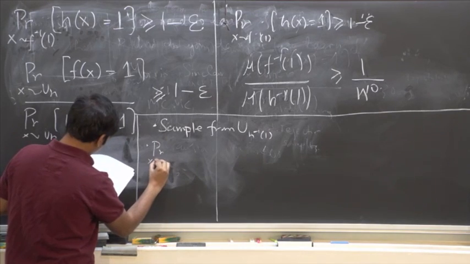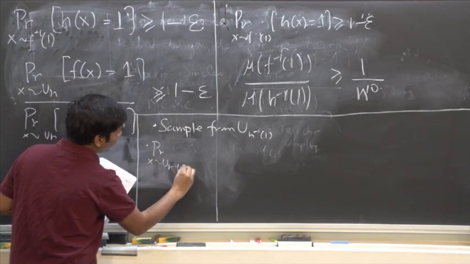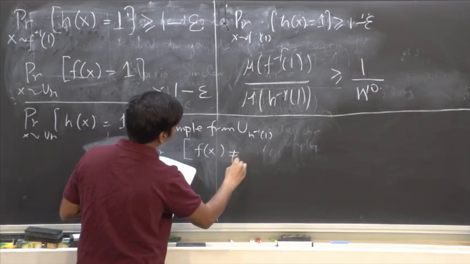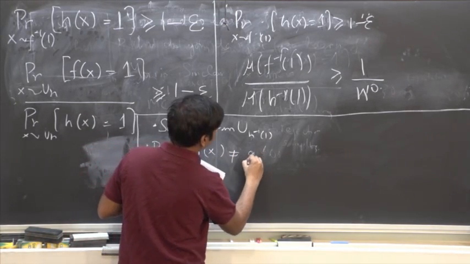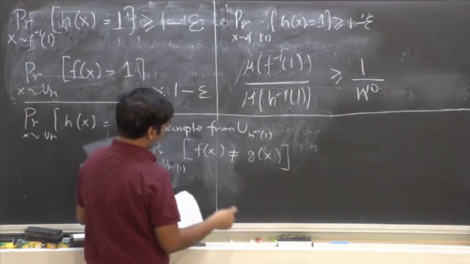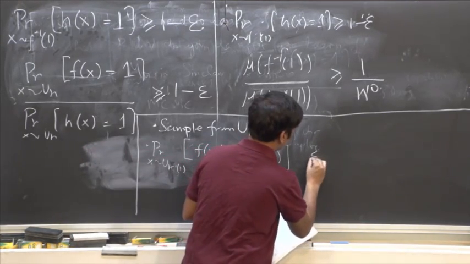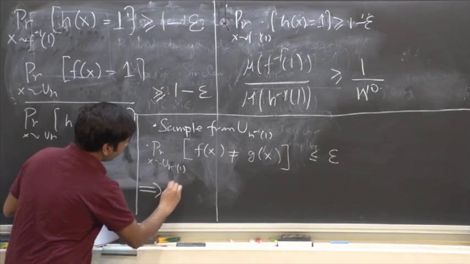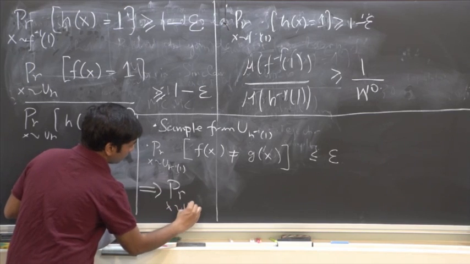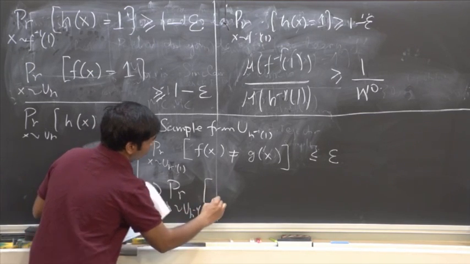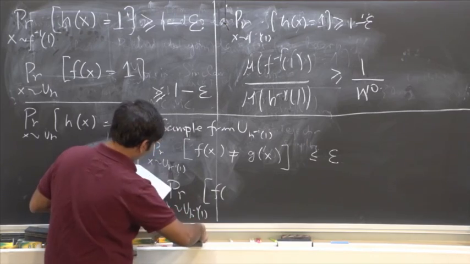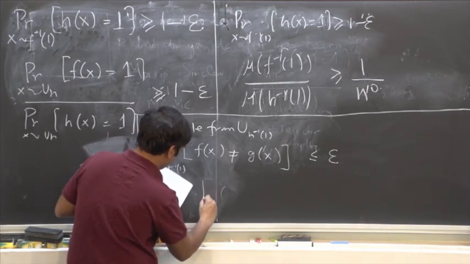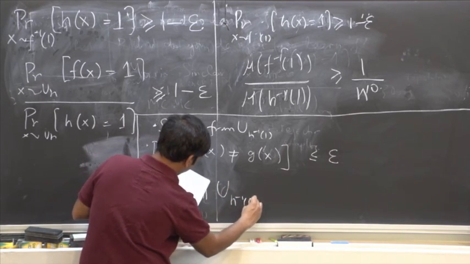Now suppose you work hard and you get a hypothesis G such that f(x) not equal to g(x) happens rarely, then it will imply that uniform, I'll explain what I'm doing here.